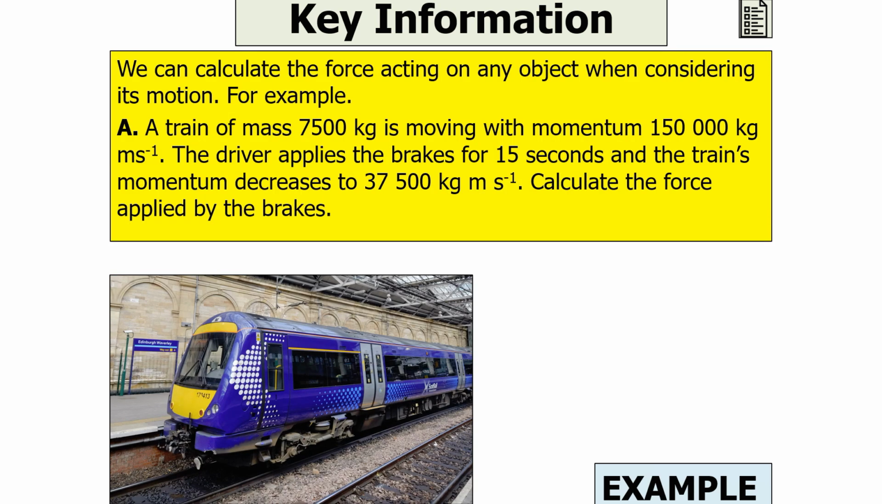We can also calculate the force acting on any object when considering its motion. So a train of mass 7,500 kilograms is moving with a momentum of 150,000 kilogram meters per second. The train driver applies the brakes for 15 seconds and the train's momentum decreases to 37,500 kilogram meters per second. Calculate the force applied by the brakes.